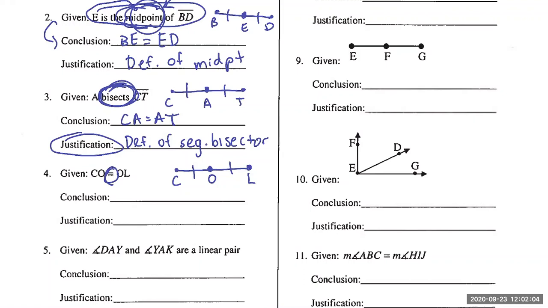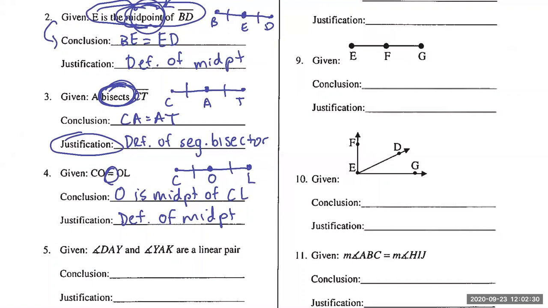Okay, so this is kind of like the converse of the definition, but O is the midpoint of CL. Or you can say O is the bisector, in which case you can use what you just concluded. So definition of midpoint would be okay to say. You could also say O is the bisector of CL, and definition of bisector also works.